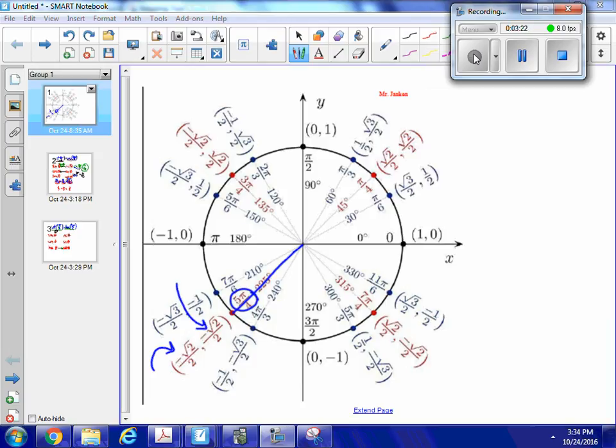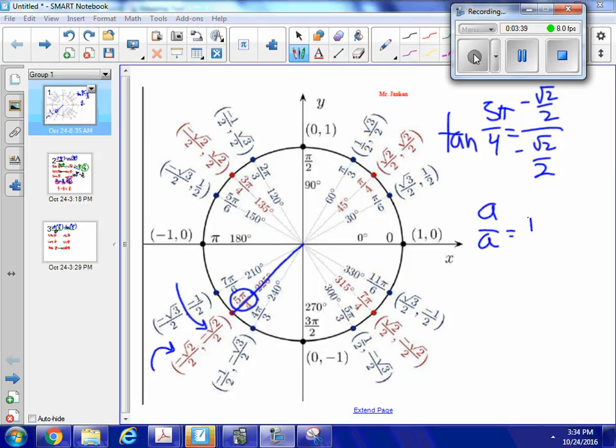So the tangent of 5 pi over 4 is sine over cosine, negative radical 2 over 2, divided by negative radical 2 over 2. And anything divided by itself is equal to 1. So this is equal to 1. Well, that's a nice number.